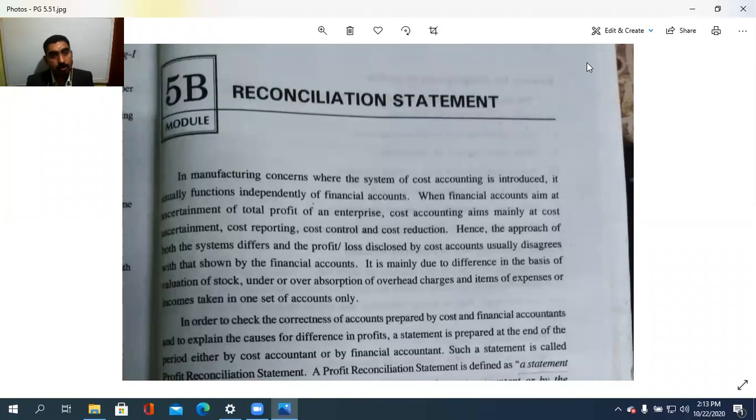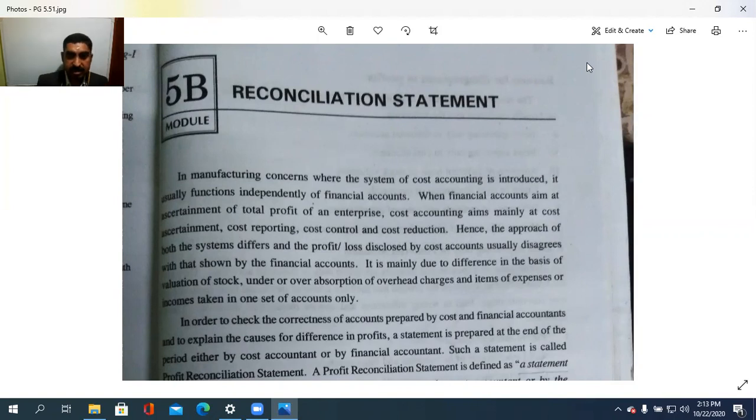So, the approaches of both the systems are different. Cost accounting and financial accounting calculate profit differently, so there is disagreement with regard to the calculation of the profits in both cases. It is mainly due to the difference in the base of valuation of stock, under or over absorption of overhead charges, and the items of expenses or income taken in one set of accounts only.